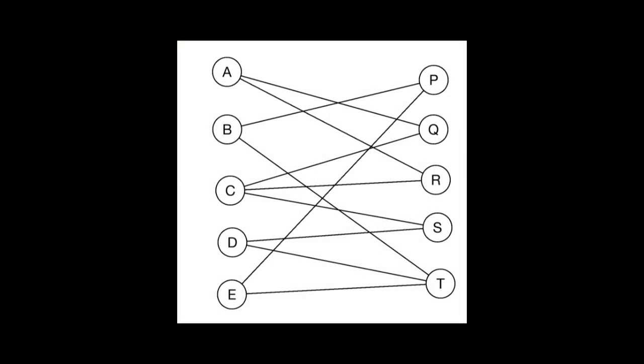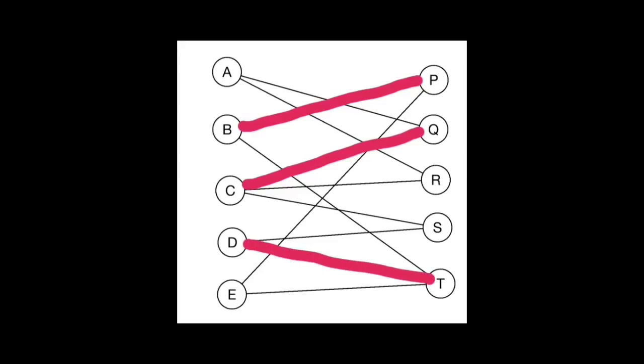The maximum matching algorithm is quite straightforward to implement once you've worked out where all the alternating paths are. And that's the main difficulty really, finding the alternating paths. To start with, we just identify a matching. So I'm going to identify B matching up with P, C with Q, and D with T. And that's all I'm going to do to start with.